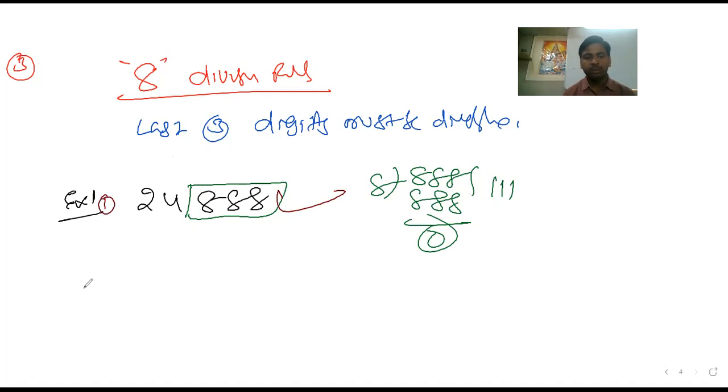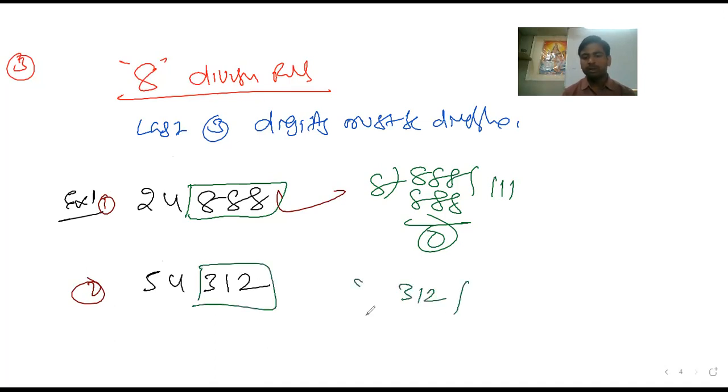Let us take one more example for more clarity: 54312. What do you have to do? Go only for the last 3 digits. Is 312 divisible by 8? 8 threes are 24, 8 fours are 32, 8 nines are 72. It is completely divisible. Therefore, the total number is divisible by 8.